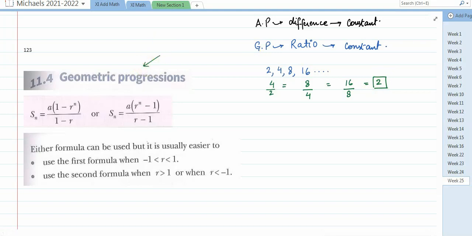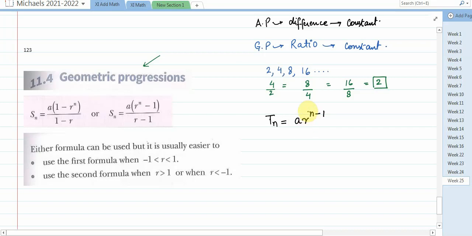Alright, similar to arithmetic progression, we had discussed different working formulas. Likewise, in geometric progression, the first working formula to find the nth term is a r^(n-1). A r to the power n minus 1 is the working formula to find a specific term in geometric progression, right? And this working formula in arithmetic progression was a plus n minus 1 times d. So that was for arithmetic progression and that is for geometric progression, right?